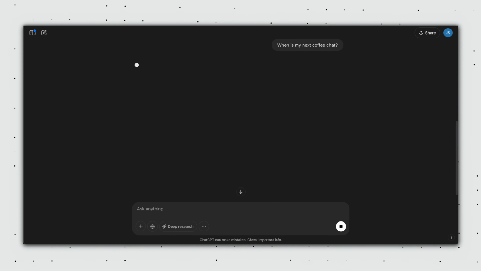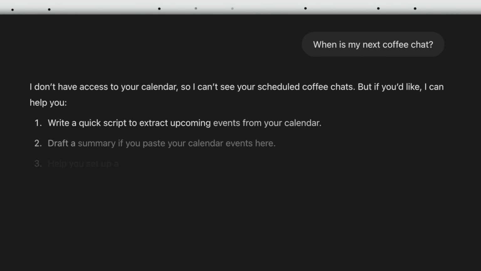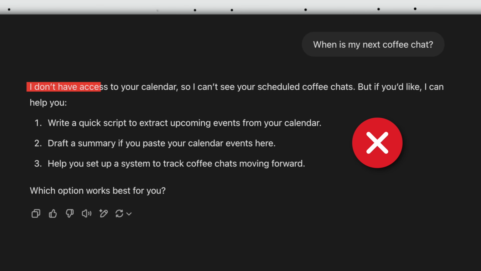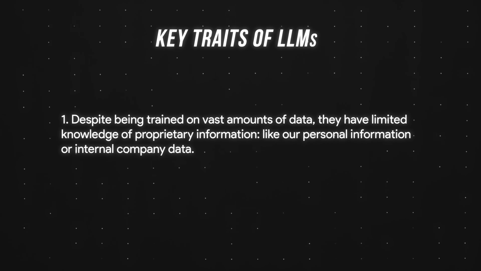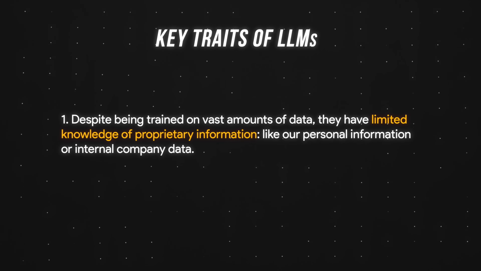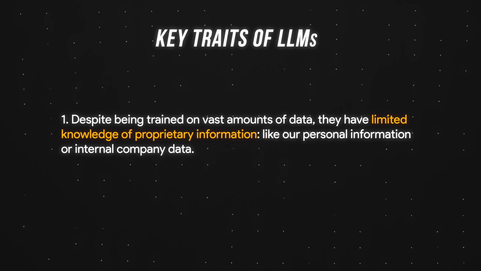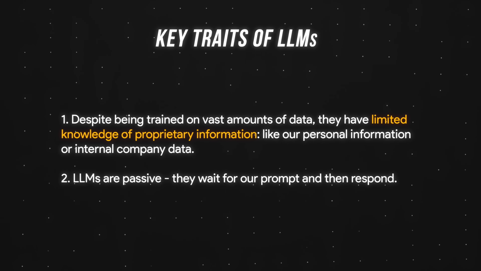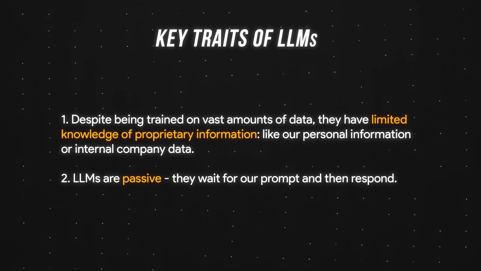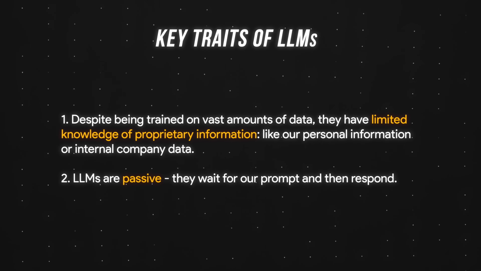But what if I ask ChatGPT when my next coffee chat is? Even without seeing the response, both you and I know ChatGPT is gonna fail because it doesn't know that information. It doesn't have access to my calendar. This highlights two key traits of large language models. First, despite being trained on vast amounts of data, they have limited knowledge of proprietary information, like our personal information or internal company data. Second, LLMs are passive. They wait for our prompt and then respond, right? Keep these two traits in mind moving forward.